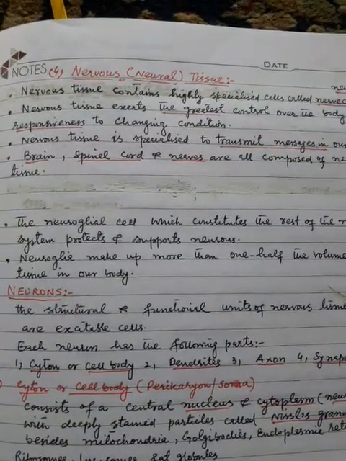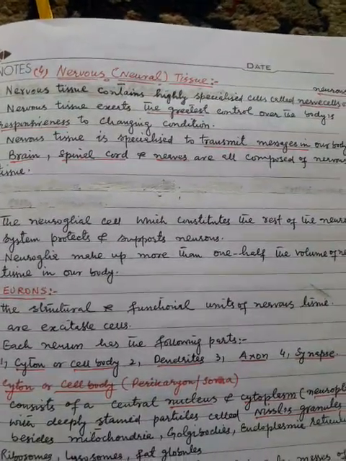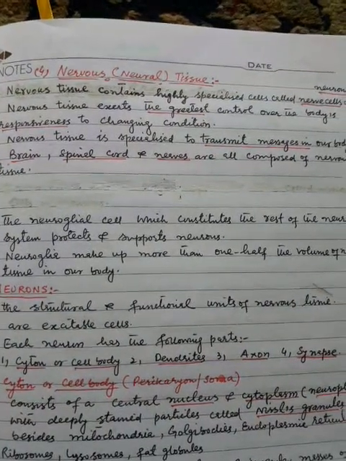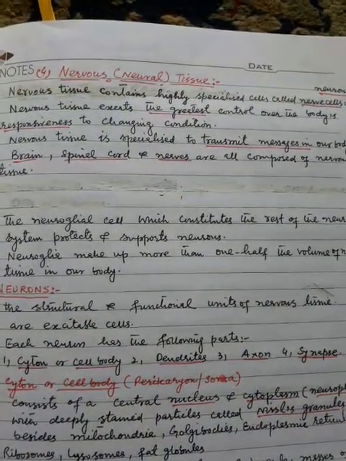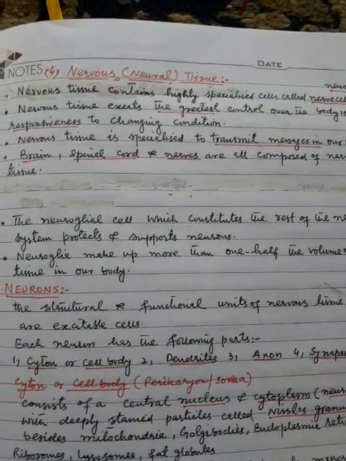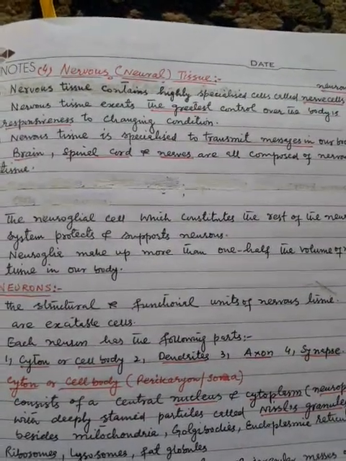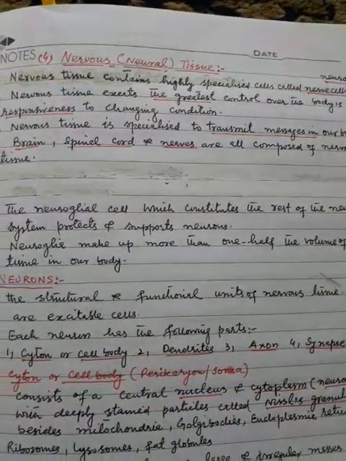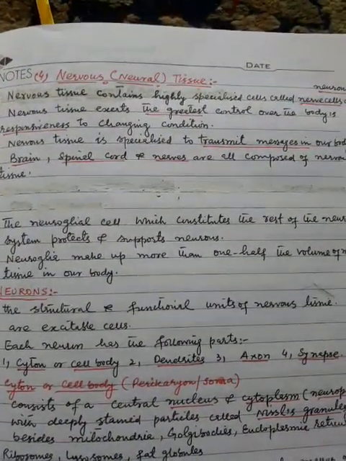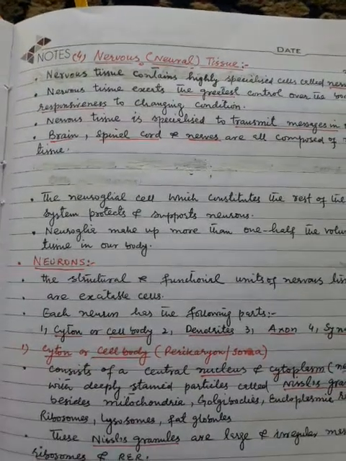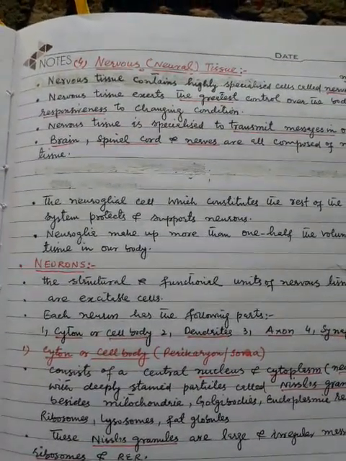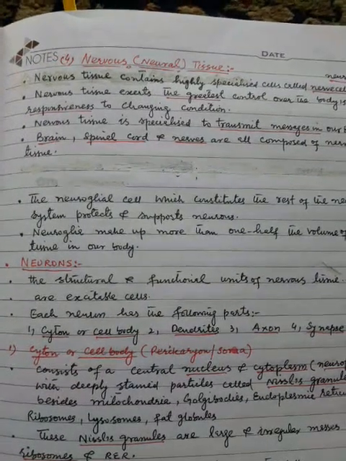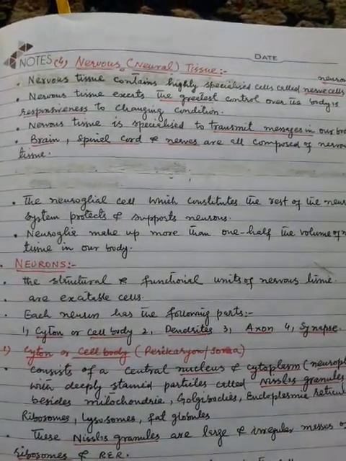The neuroglial cells, which constitute the rest of the neural system, protect and support neurons. Neuroglia make up more than one half the volume of neural tissue in our body. Now, neurons are nerve cells. Neurons are the structural and functional units of nervous tissue.